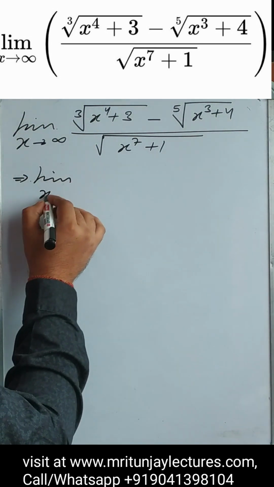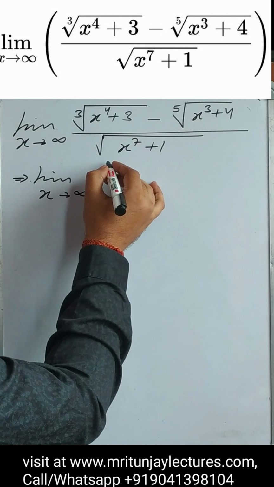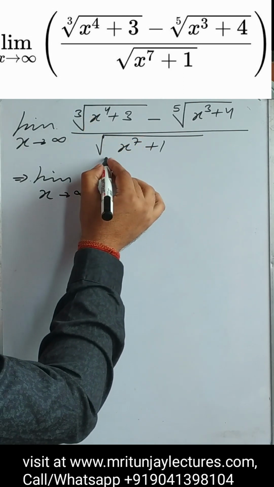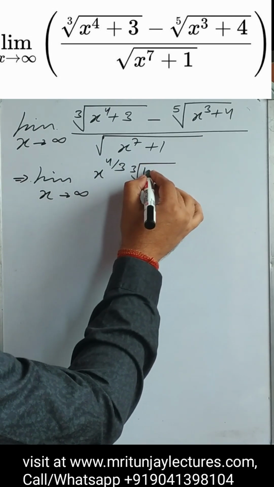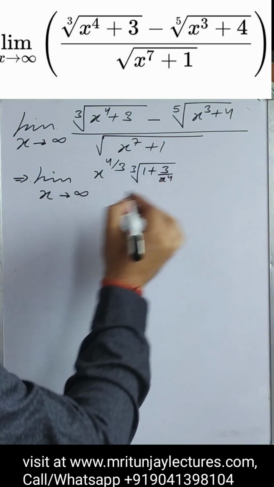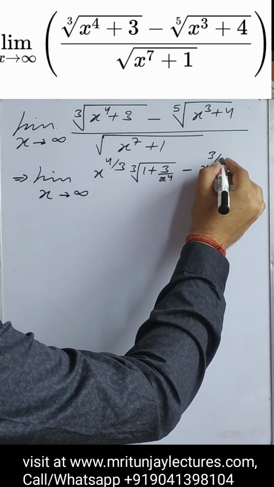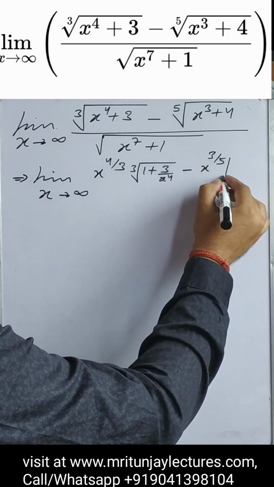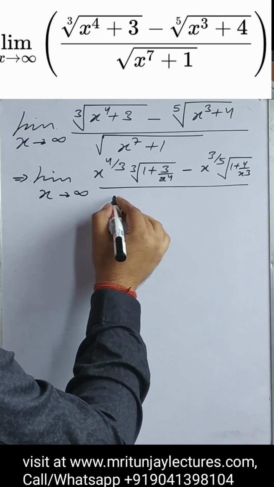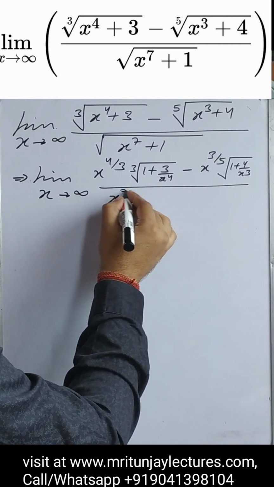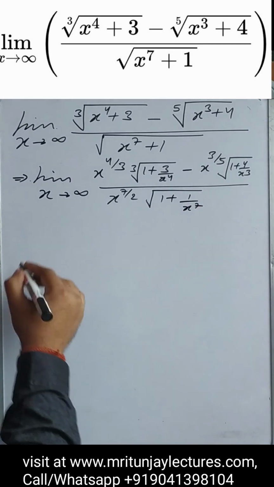First of all, take the highest power common in the upper part. Then if we take x to power 4 common, we get x to power 4 by 3 in bracket 3 1 plus 3 upon x to power 4. Clear? And here x to power 3 common means 3 by 5, and that one is under root 1 plus 4 by x to power 3. And here x to power 7 common, x to power 7 by 2 in bracket 1 plus 1 upon x to power 7. Clear or not?